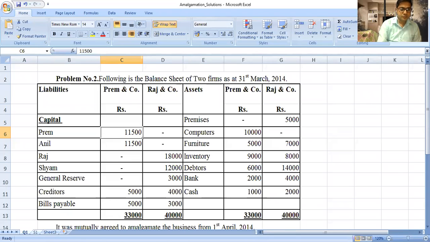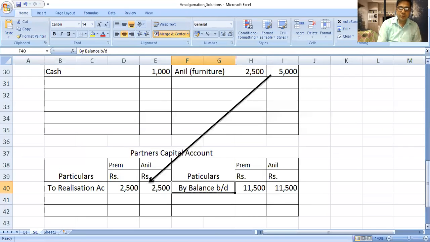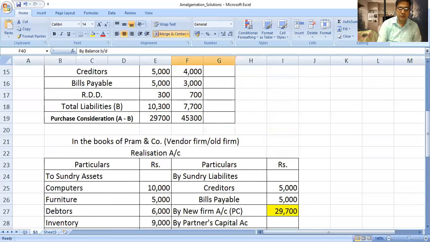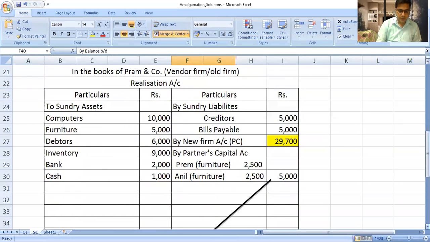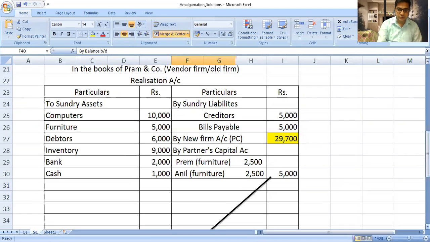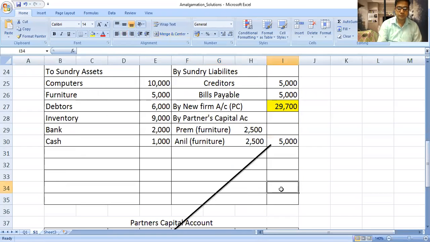Now friends, in our problem all effects are recorded. We transferred our assets to the debit side and liabilities to the credit side, and purchase consideration is also recorded. Then in the partners capital account, whatever furniture was not taken over by the new firm is taken over by the old partners. Now what we have to do is close this, the credit side first.